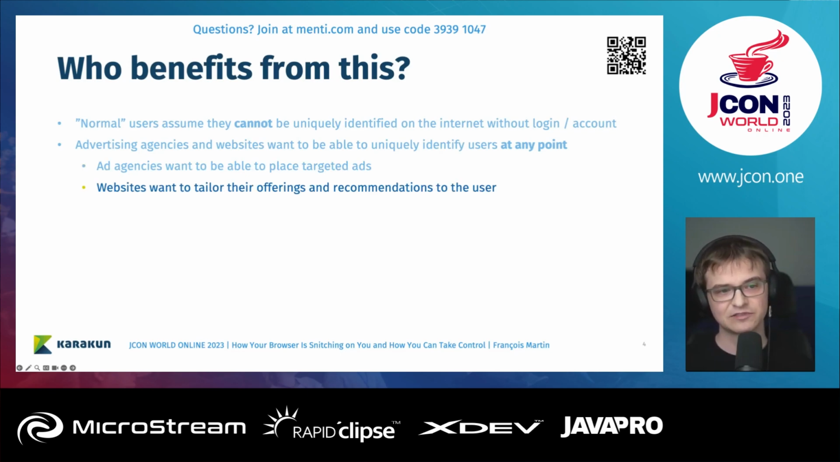And websites want to tailor their offerings and recommendations to the user. For example, online shops analyze what kind of products we add to our cart or view, and they make recommendations based on that for similar products or maybe complementary purchases. And this, in the end, increases sales. You may know sites like Amazon that do those things.